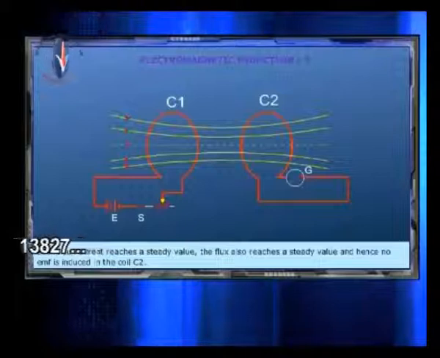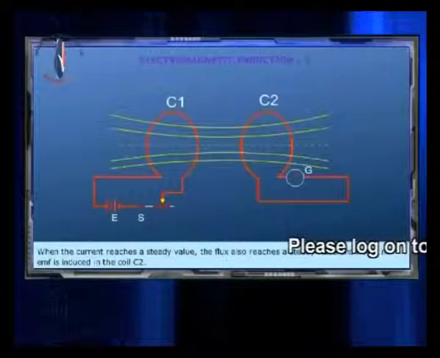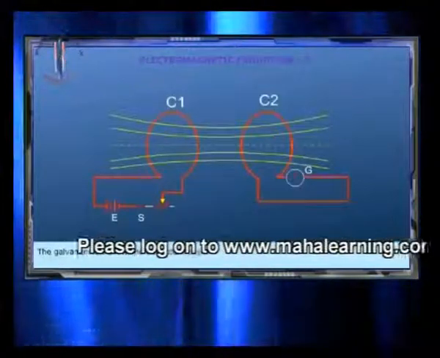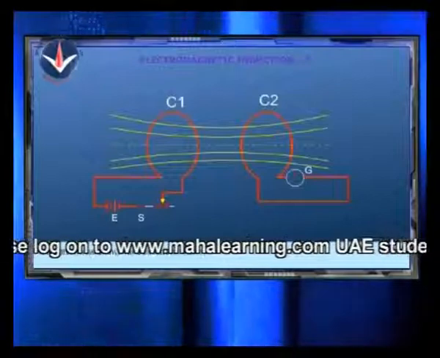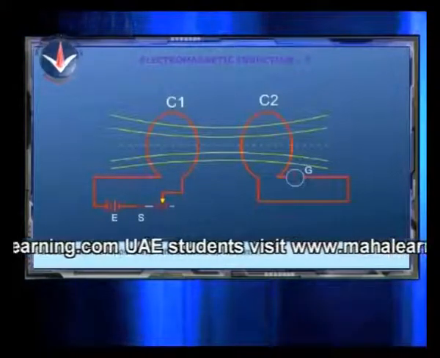When the current reaches a steady value, the flux also reaches a steady value and hence no EMF is induced in the coil C2. The galvanometer now shows no deflection. You will see now what happens when the switch is opened.